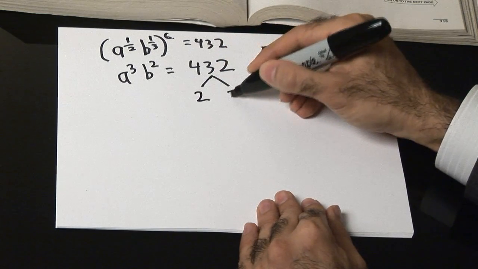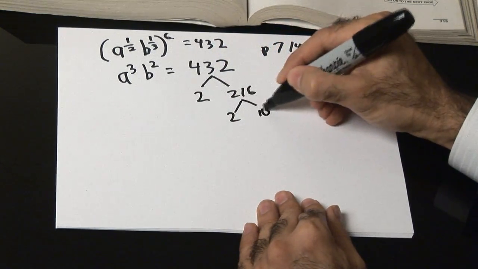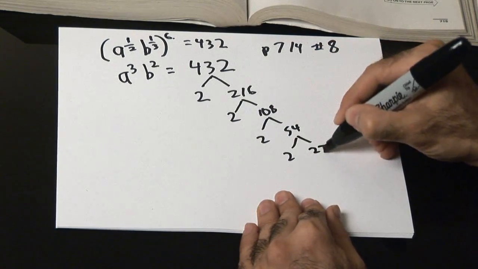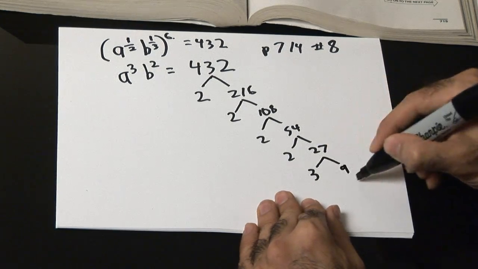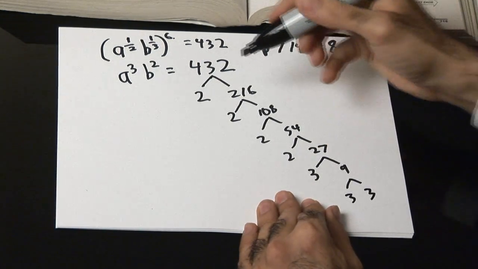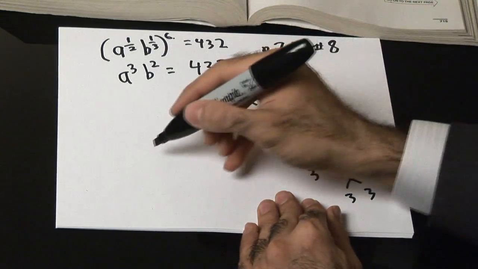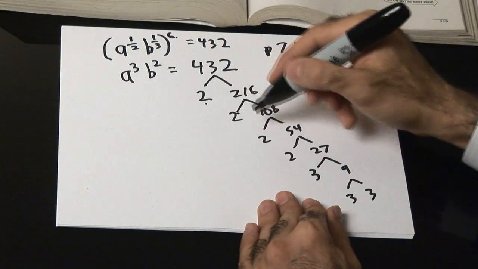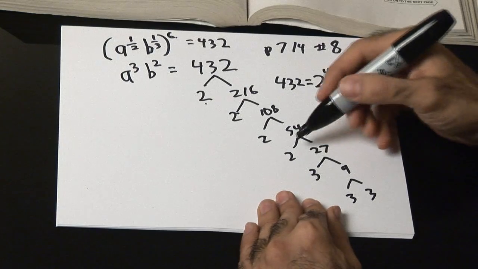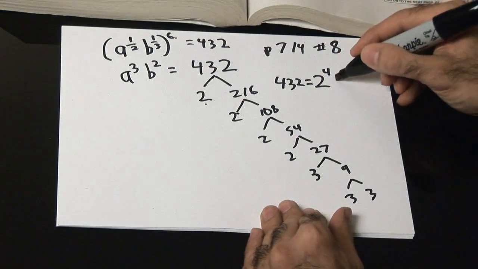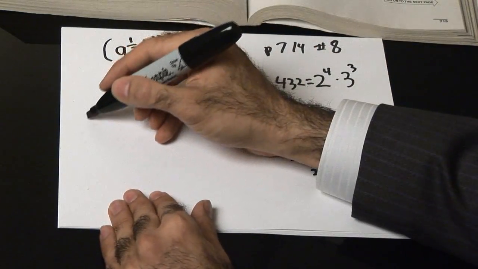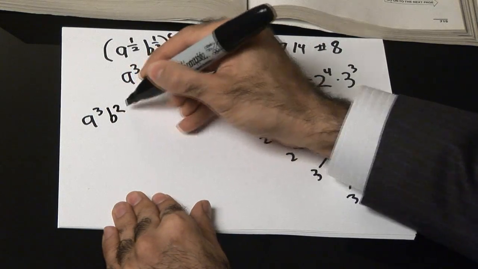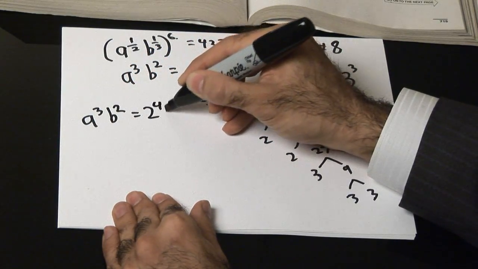We know that's 2 times 216, which is 2 times 108, and that's 2 times 54, and that's 2 times 27, and that's 3 times 9, which is 3 times 3. So 432 equals 2 to the 4th times 3 to the 3rd. So we get a to the 3rd times b squared equals 2 to the 4th times 3 to the 3rd.